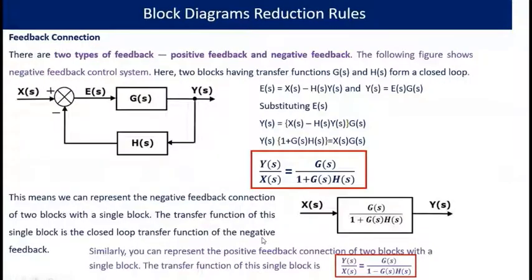So that is the next rule. Now, feedback connection. There are two types of feedback, positive feedback and negative feedback. This shows the block diagram for a negative feedback system. Here there are two blocks having transfer functions G(s) and H(s). G(s) is in the forward path, and H(s) is in the feedback path. This is the block diagram for a closed loop system.